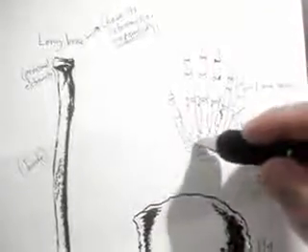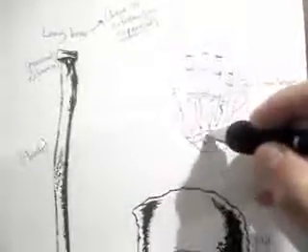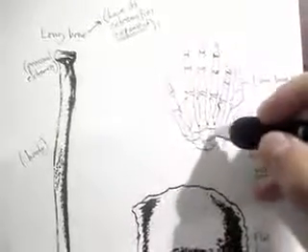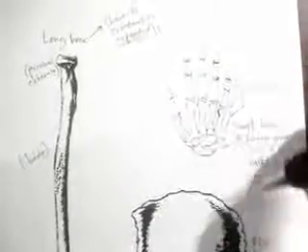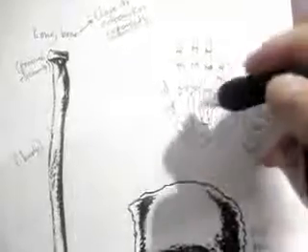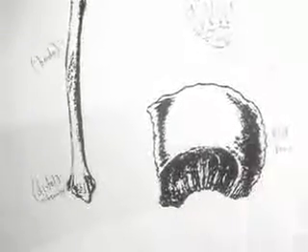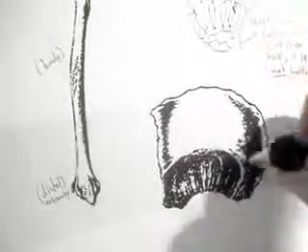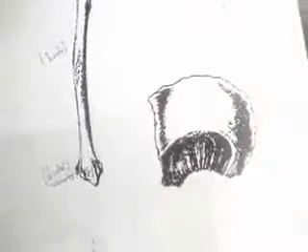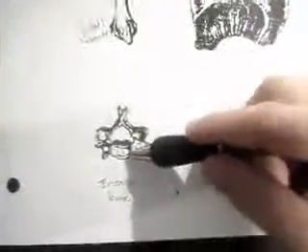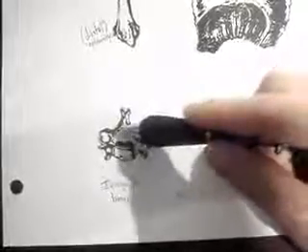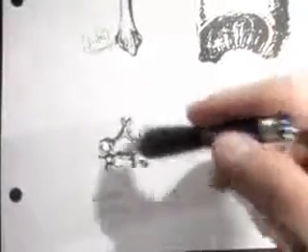Short bones are, for example, here in the wrist. They're not really flat, they're rounded, and they're short because they appear like this. Then you have flat bones, bones that make up the skull, for example, and we will get to bones of the skull later. You have irregular bones, like the bones of the vertebral column. As you can see, they're irregularly shaped.